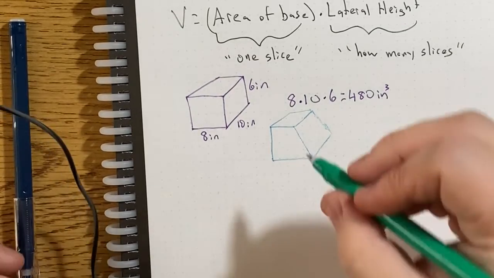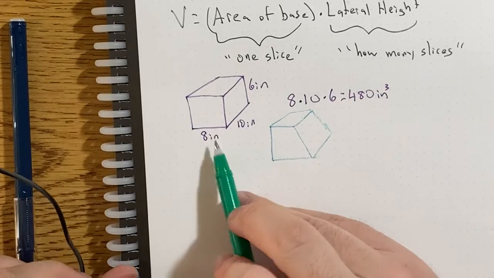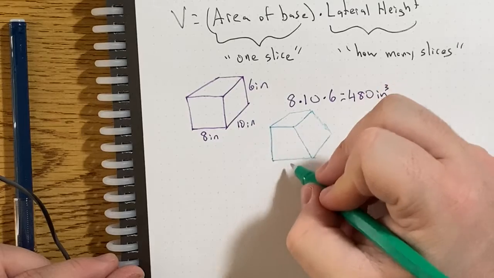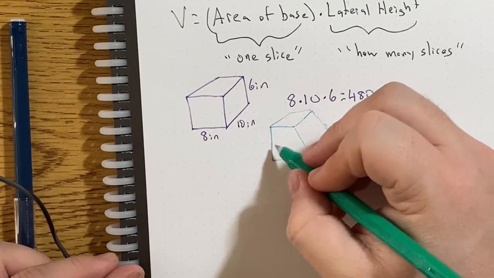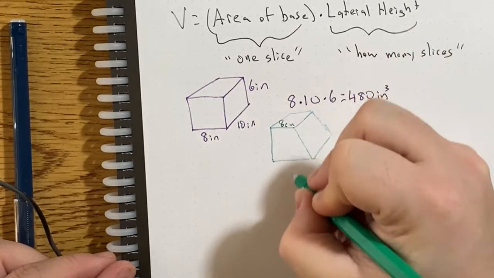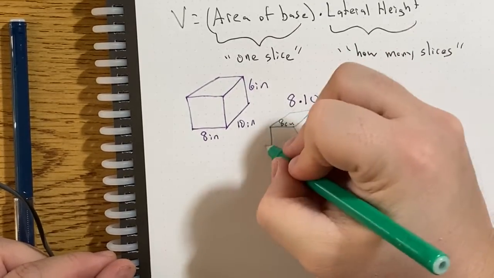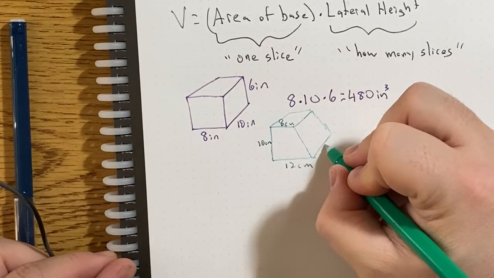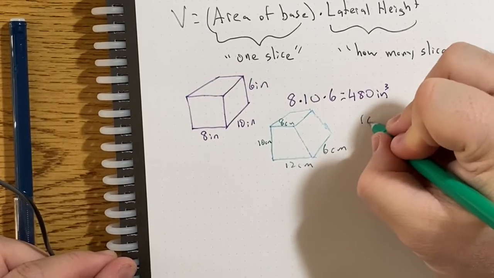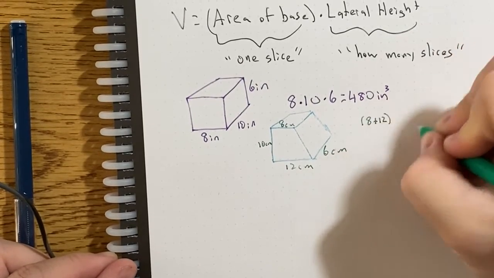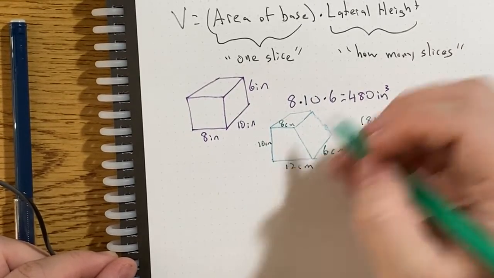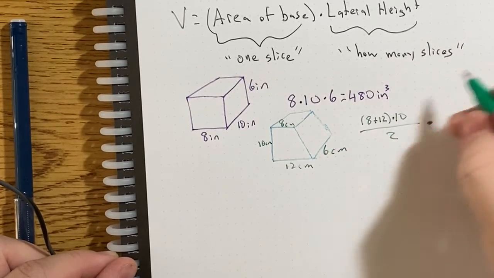Alright, so for something like this, I'd have to give you more information because you have to know the formula for the area of a trapezoid was base 1 plus base 2 times the height divided by 2. So if this was 8 centimeters, this was 12 centimeters, this was 10 centimeters, and this is 6 centimeters. You would just plug in that formula, which was base 1 plus base 2 times the height divided by 2. That's one slice in the front times how many different slices there are.